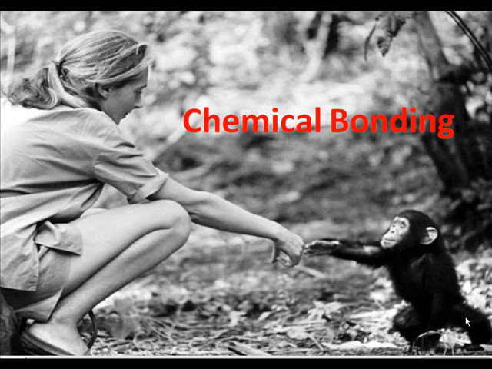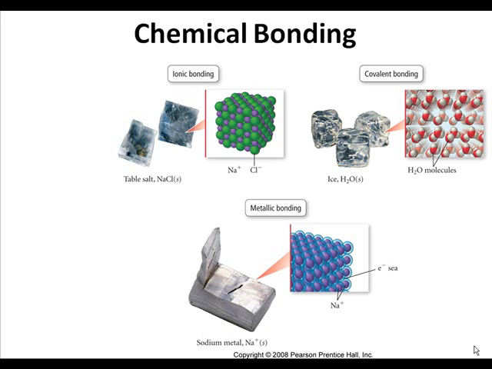Right. So in this topic, we're going to explore chemical bonding, which is the capacity for atoms to link together. Chemical bonding comes in two major types. The first one is ionic bonding, and as you can see, table salt is one example of it.